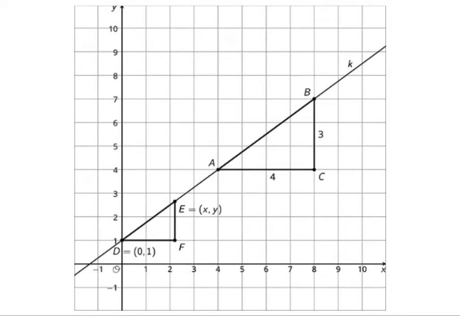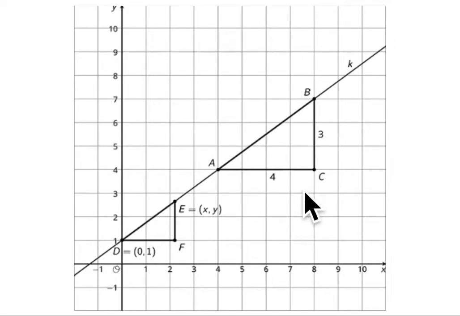This is activity 3 from lesson 11, writing relationships from slope triangles. So we're going to use the relationships between these two slope triangles to write an equation. We know that the ratio of the vertical length to the horizontal length is going to be 3/4. So this vertical length is going to be 3/4 this horizontal length.